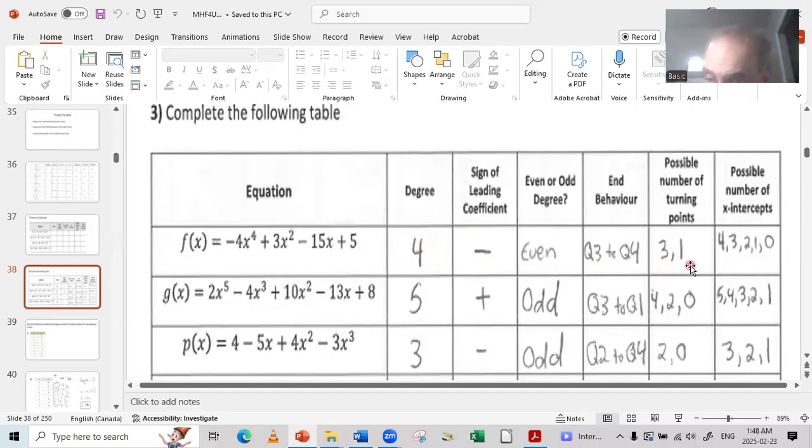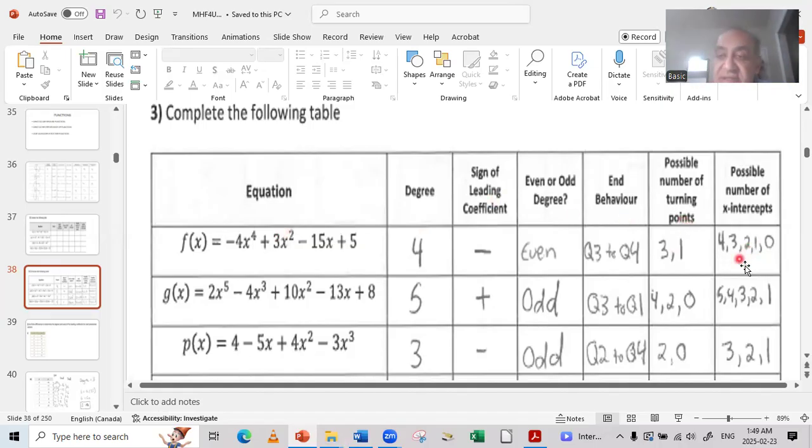2 turning points. However, for the intercepts, I will have all the types, starting from the same degree and going down till I reach 0. 0 means there are no intercepts with the x-axis. And this is possible for the even degree. Yes, it might or might not go to the x-axis.